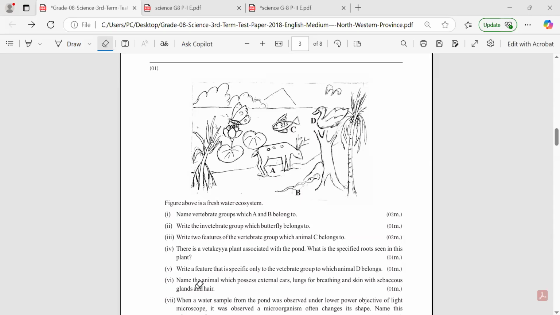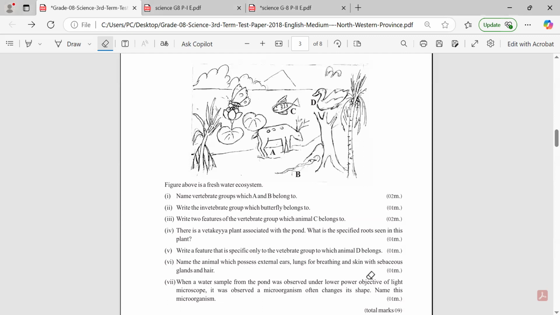Name the animal which possesses external ears, lungs for breathing, and skin with sebaceous glands and hair. Well, of course, that really explains us, isn't it? We have an external ear, we do respiration by lungs, and we do have skin with sebaceous glands and hair. So that's mammals, right? Name the animal. So maybe you can call A. You can't write human because you can't see a human in this picture.